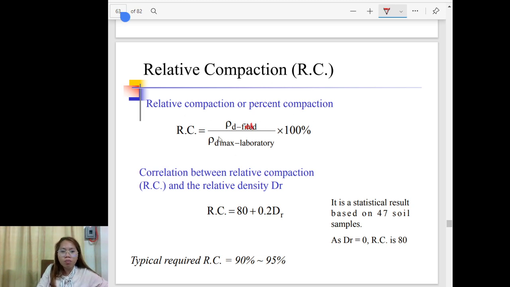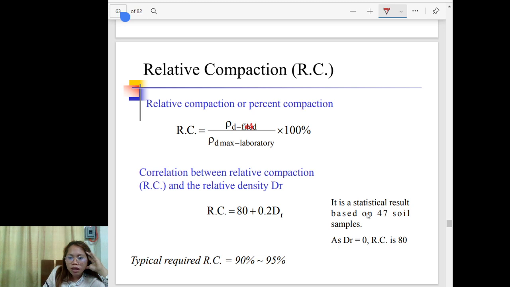Relative compaction or percent compaction is the dry density in the field divided by the maximum dry density in the laboratory times 100%. So the correlation between the relative compaction and the relative density can also be written as R equals 80 plus 0.2 times the relative dry density. And the typical requirement according to specification or standard is 90% to 95%.